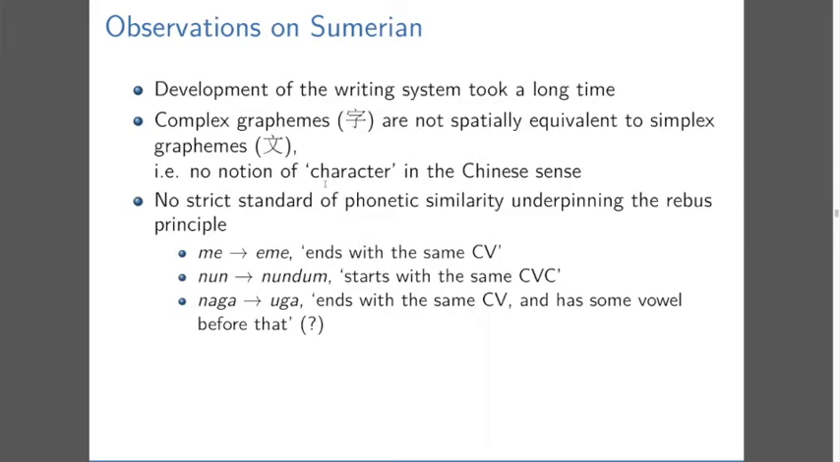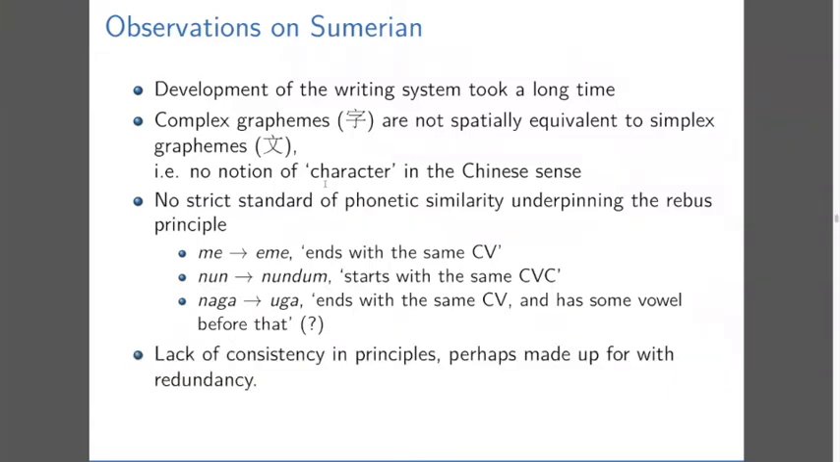It looks to me like the Sumerians did not have a phonological theory underpinning their application of the rebus principle. Not that you would expect them to. This lack of consistency in principles is made up for with redundancy. Because, you know, I found myself thinking, how does this possibly work in practice? And then I think, well, it's because there's a lot of inbuilt redundancy.